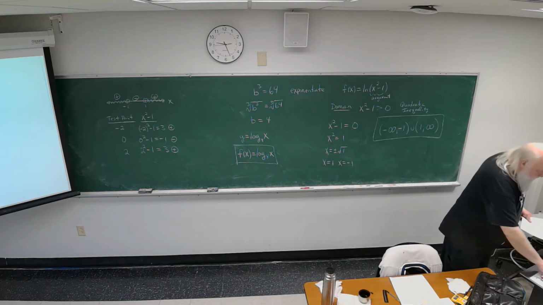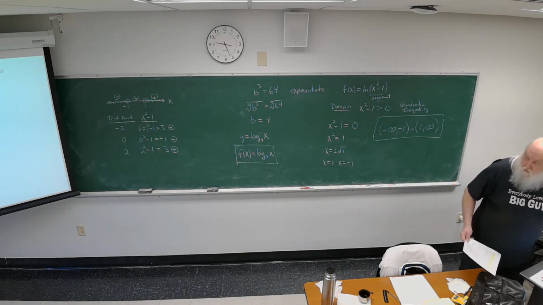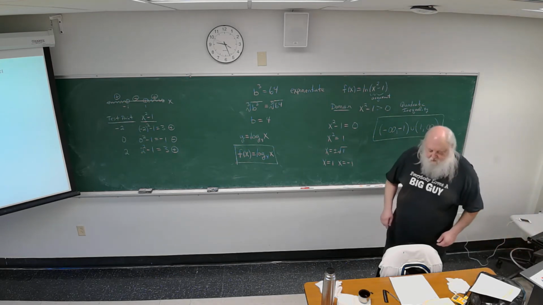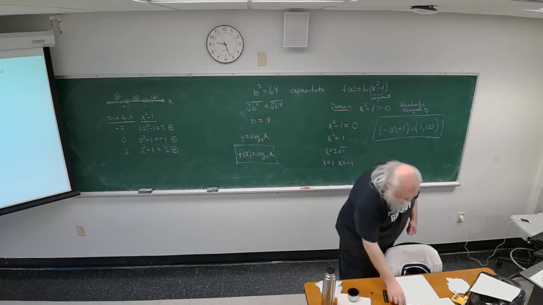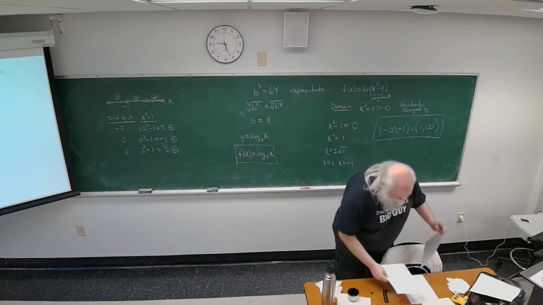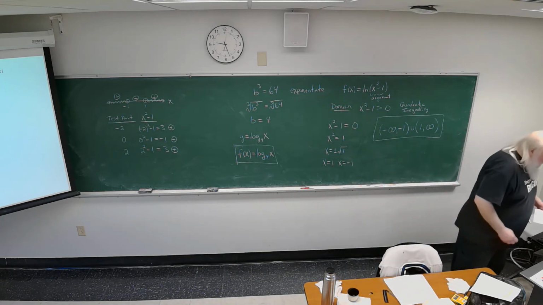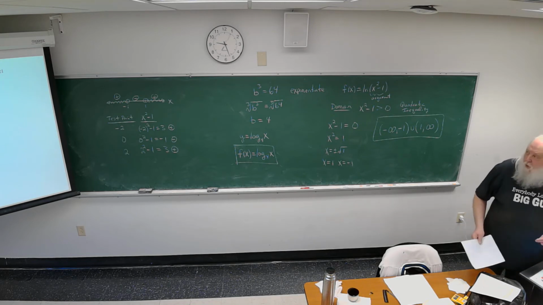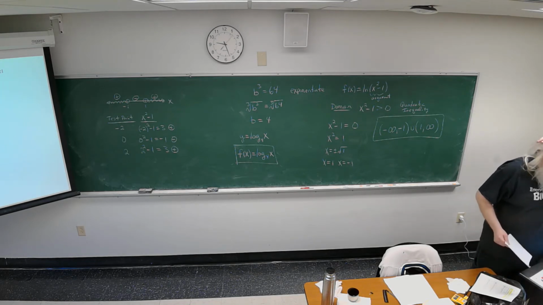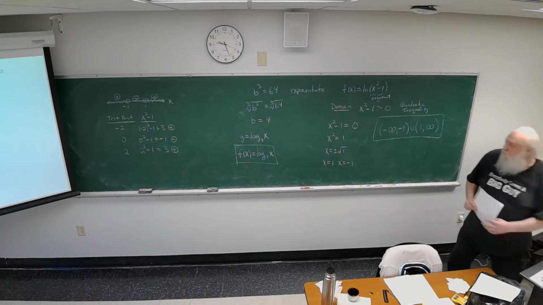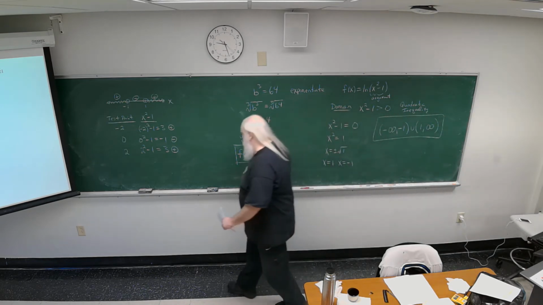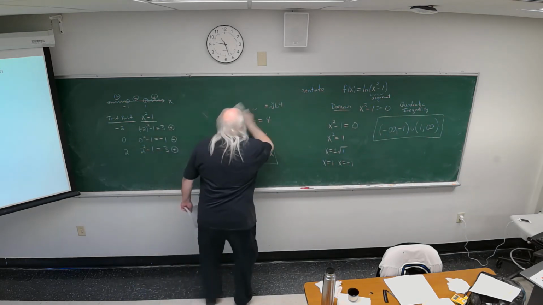So section 5.3 is solving various kinds of exponential and logarithmic equations. So on page 1, example 1, part A, right? You've got to solve the exponential equation 4 times e to the 2x is equal to 5. What is x? You've got to solve for x.